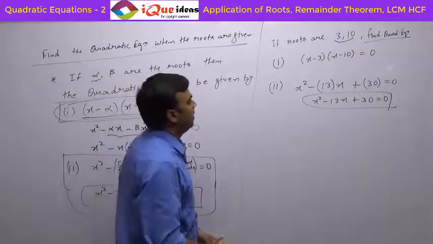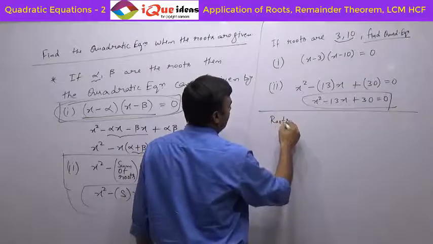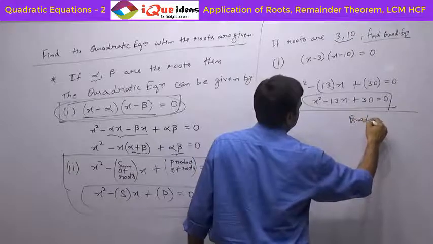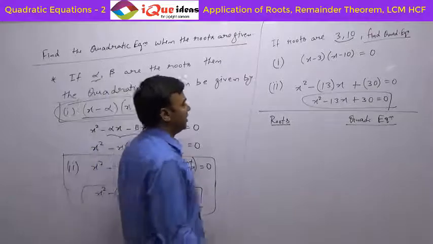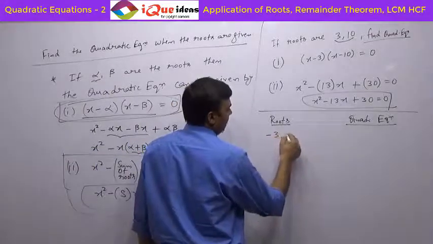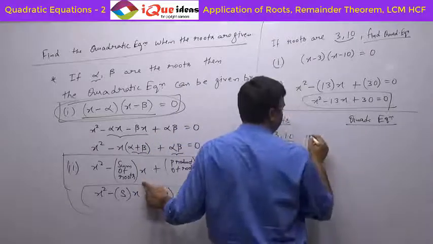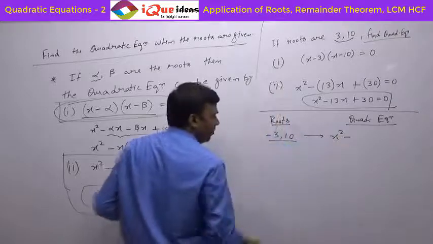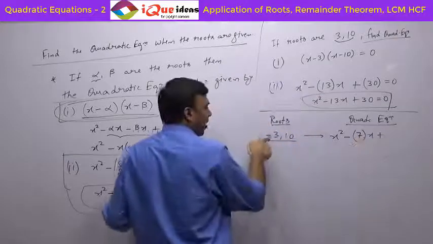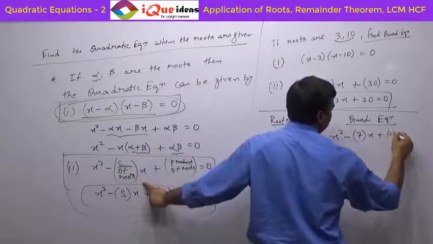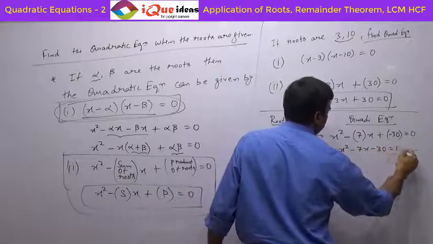Alright, now let's take another example. I'll give you the roots here and you find the quadratic equation. As much as possible, if you're able to do it directly, it will be great. If I take minus 3 and 10, then the quadratic equation following the second formula will be x square minus the sum of minus 3 and 10, which is 7, plus the product of minus 3 and 10, that is minus 30, equal to 0. So the answer is x square minus 7x minus 30 equal to 0.